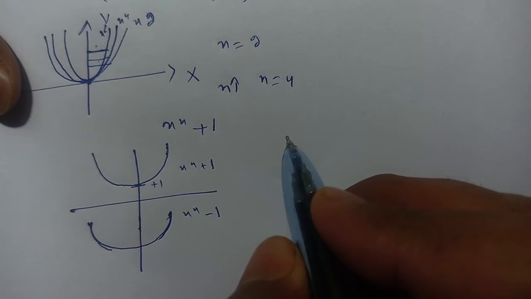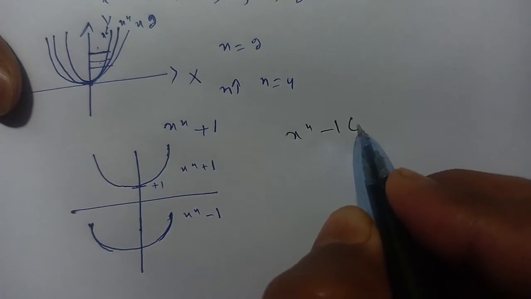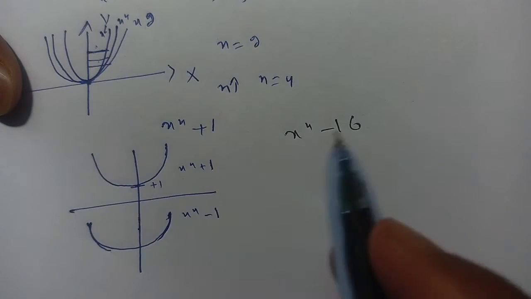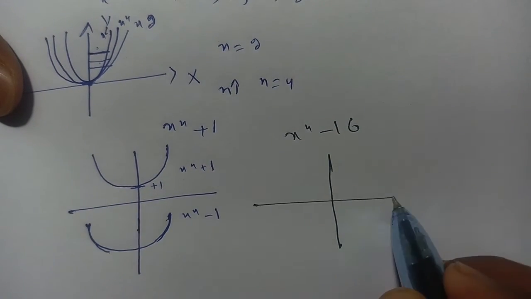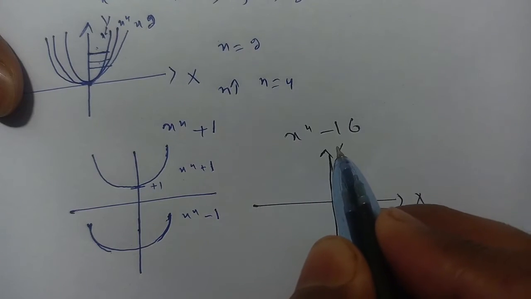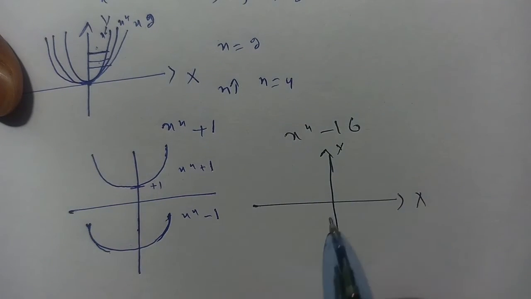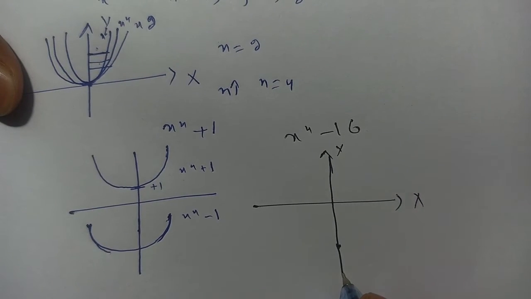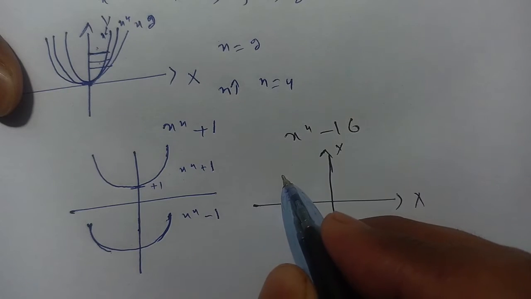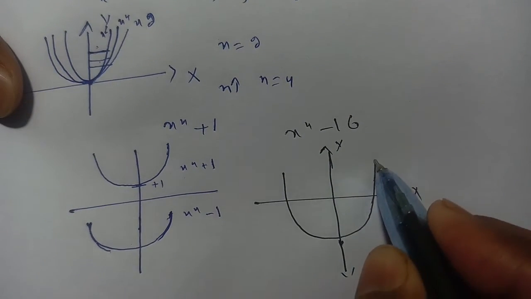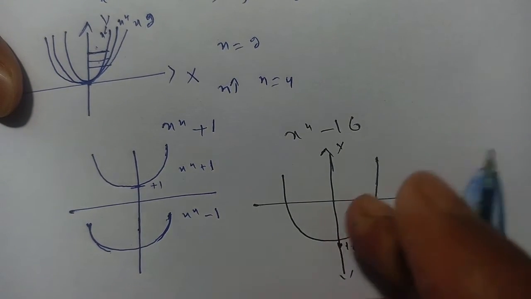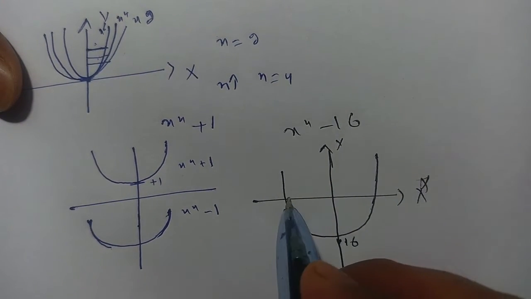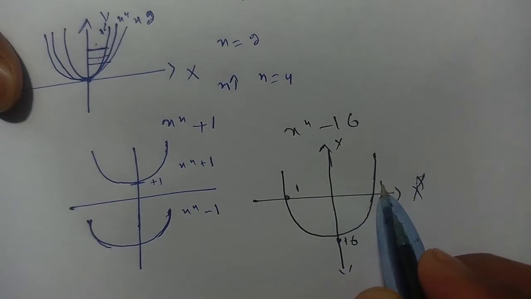Now our equation is x power 4 minus 16. Let us imagine how our curve looks. Here is the x-axis and here is the y-axis. And this is minus 16, means that it moves toward the negative y-axis. The representation of such a curve, just imagine it may look like this. Here is 16, and now you can say that it cuts the x-axis at 2 points. Here is the first point and here is the second point.